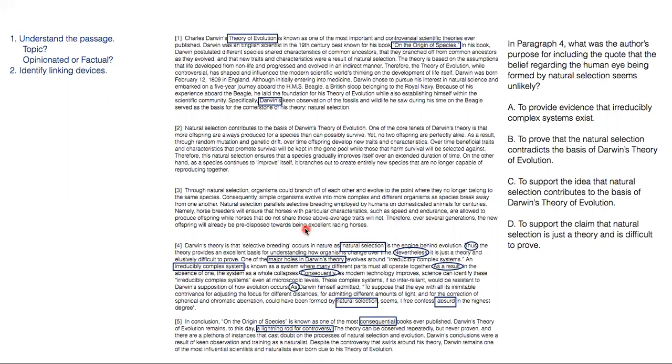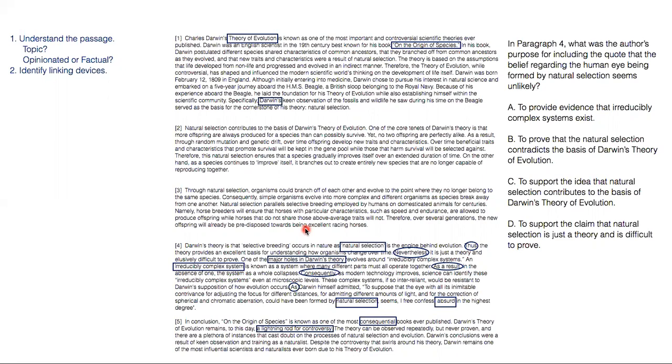These complex systems, if so interreliant, would be resistant to Darwin's supposition of how evolution occurs. As Darwin himself admitted, to suppose that the eye, with all its inimitable contrivance for adjusting the focus for different distances, for admitting different amounts of light, and for the correction of spherical and chromatic aberration, could have been formed by natural selection, seems, I free confess, absurd in the highest degree.